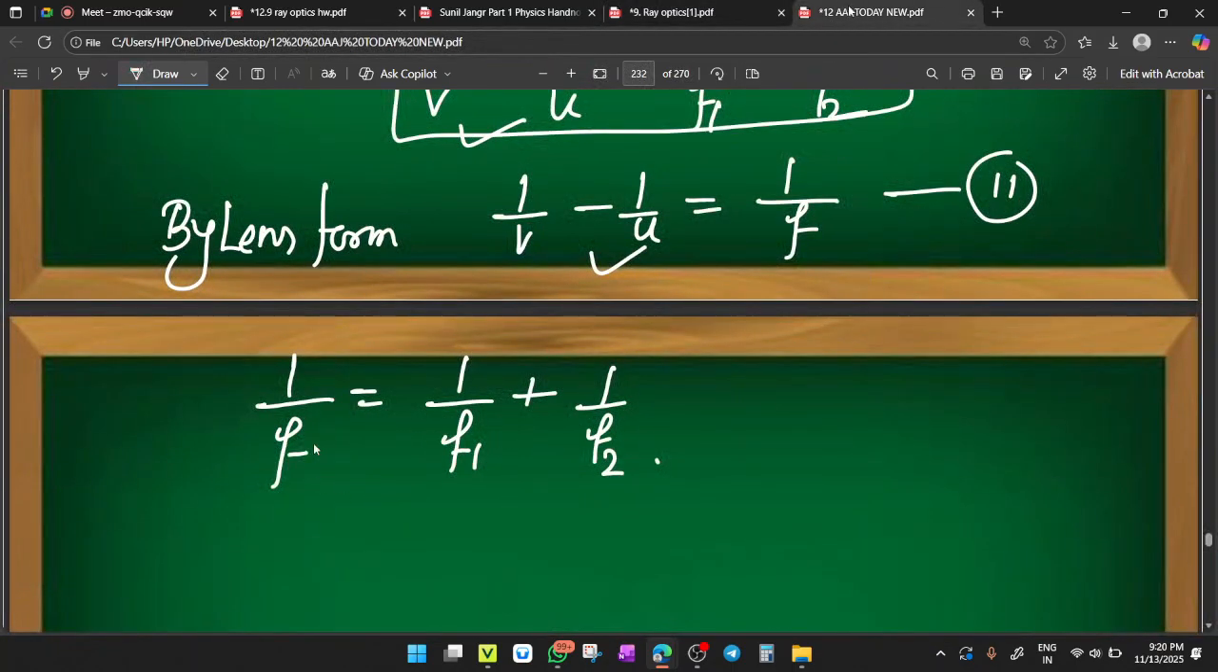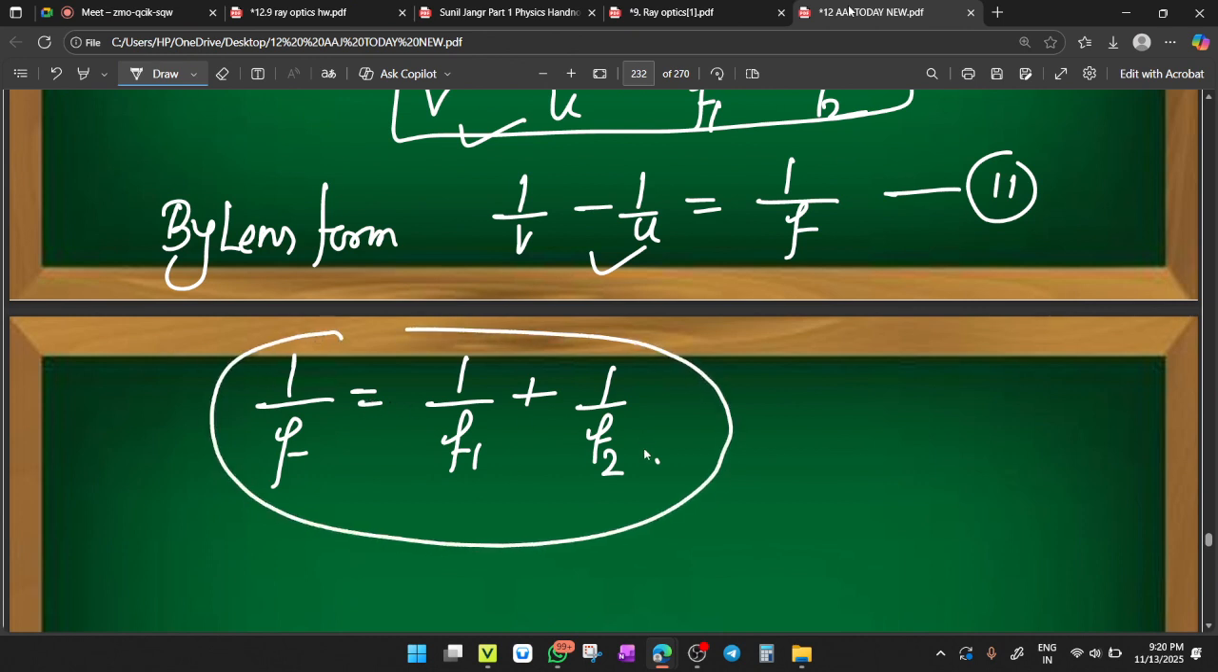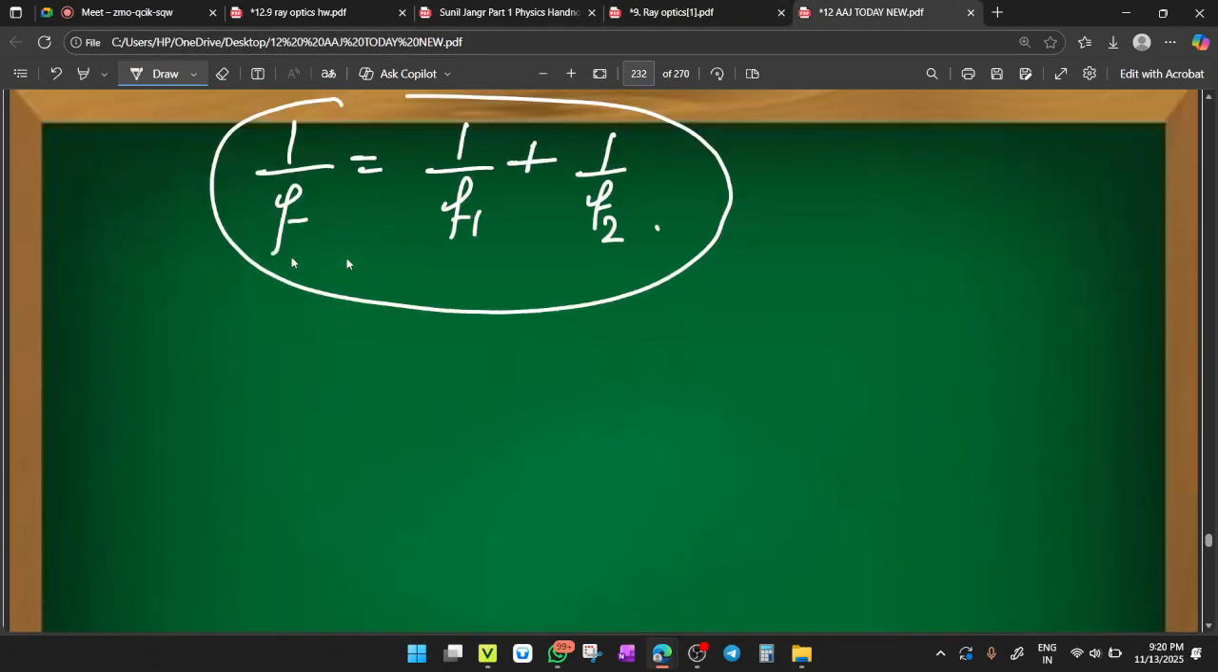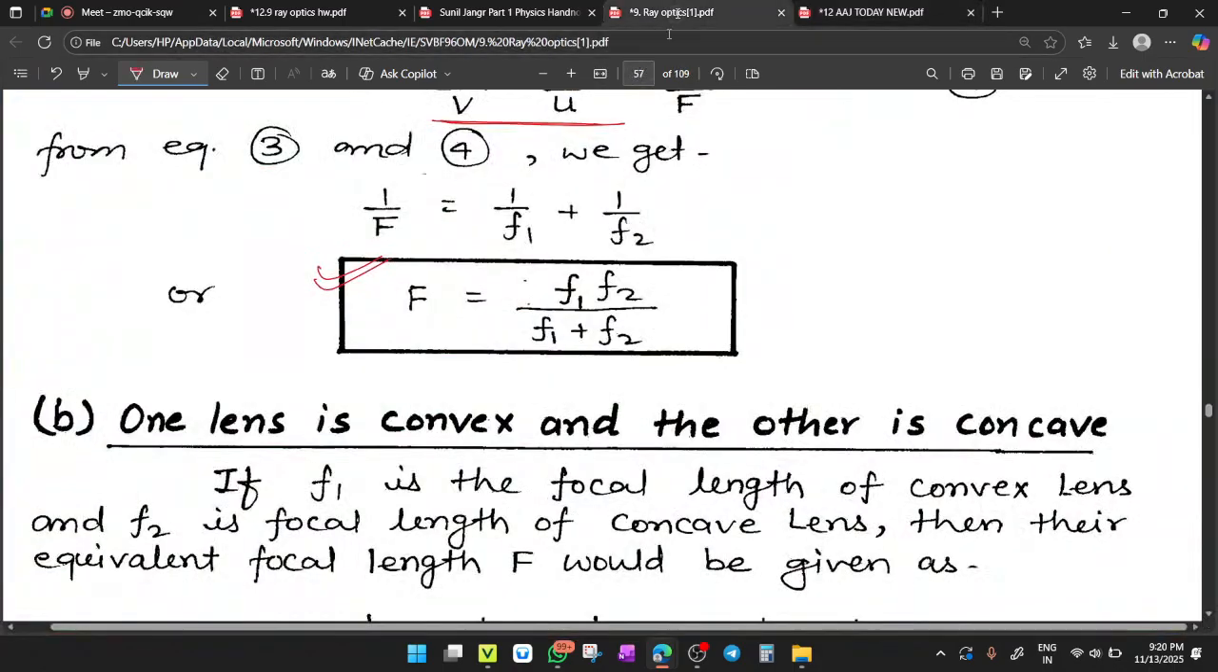It means focal lengths are added in their reciprocal form: 1 upon F equals 1 upon F1 plus 1 upon F2. Now, if you convert it in the form of power, the net power equals P1 plus P2. So the total power equals the sum of their individual powers.